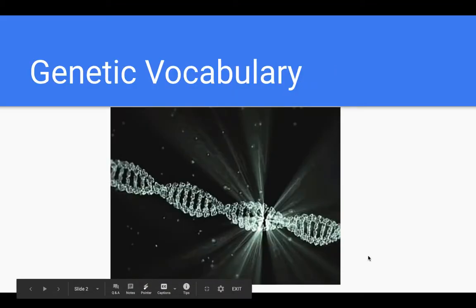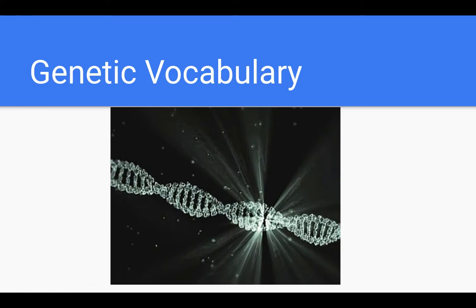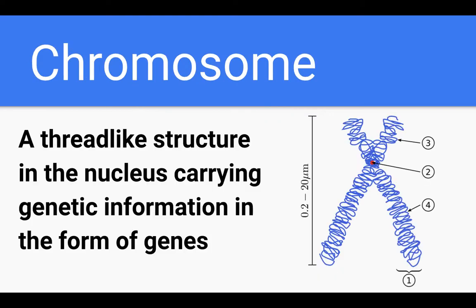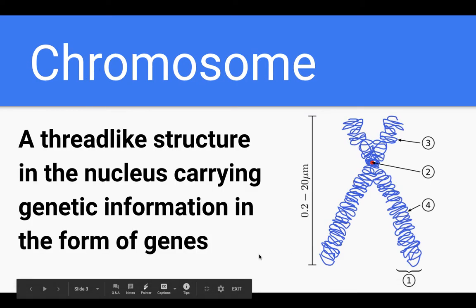So as I mentioned, I think the best way to start our genetics unit is to start with some vocabulary that we're going to be using throughout the unit. Now, some of these terms are already familiar. We've already used them in other units, but it's important to understand each term in relationship to the other terms. So we're going to start with a chromosome.